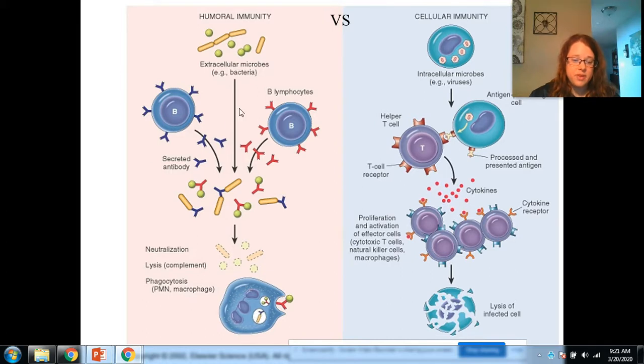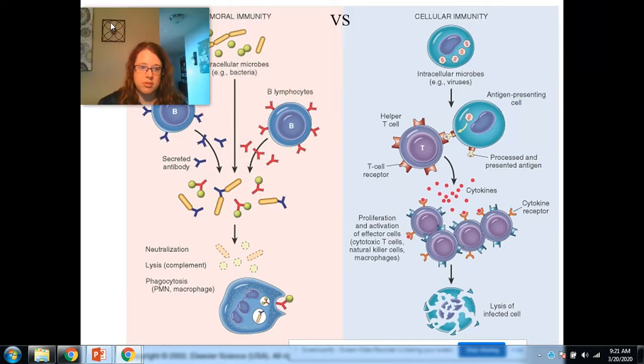So the thing to get here is these B cells are going to use antibodies in order to kill this extracellular microbe in either one of these three ways. Now, with your cell-mediated, it's over here.